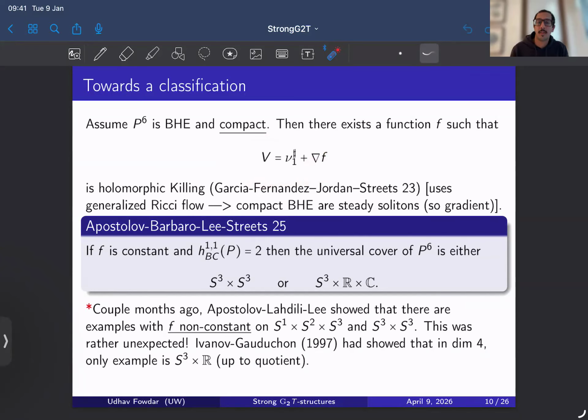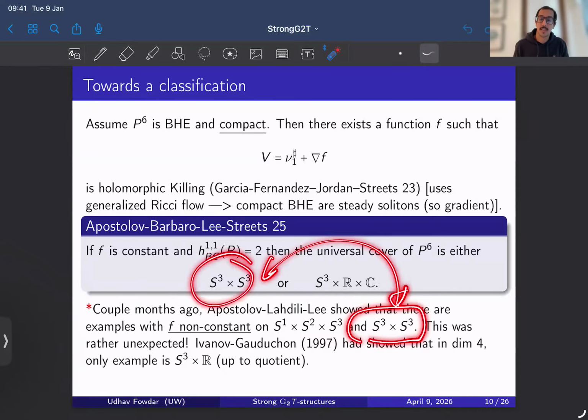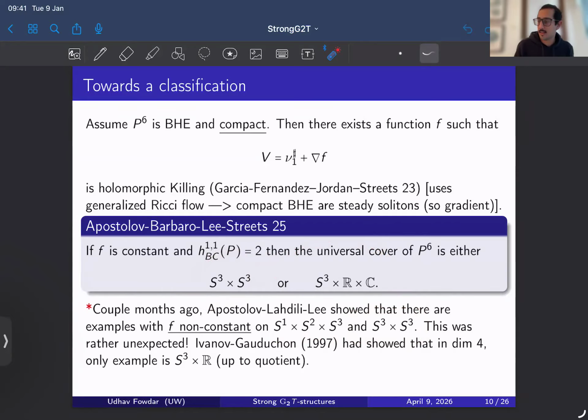But surprisingly, Apostolov and collaborators just a few months ago proved that there exist non-trivial solutions where f is not constant. They prove the examples exist on S1 cross S2 cross S3 and S3 cross S3. On S3 cross S3 there exist homogeneous examples and also inhomogeneous examples, which is quite surprising. This was a bit unexpected, at least to me, very unexpected. So this is one disclaimer that I should make: we're not that close to a classification result in the general case, as far as I know.